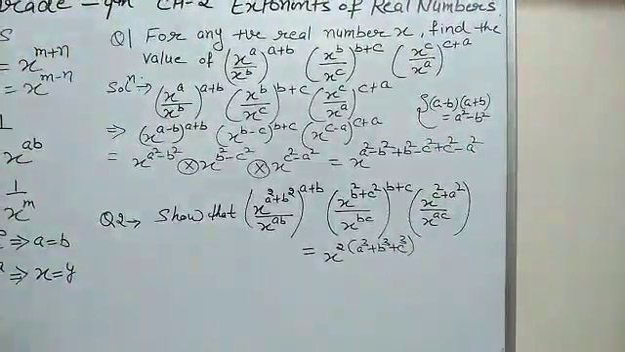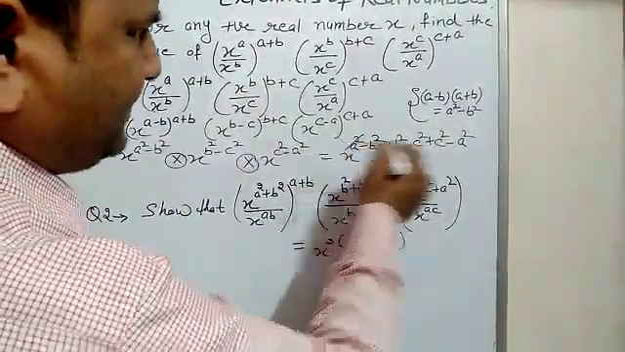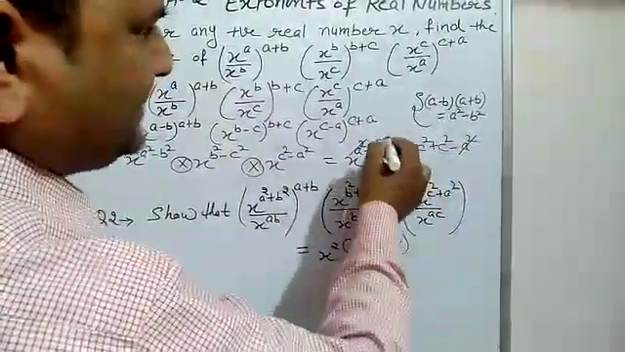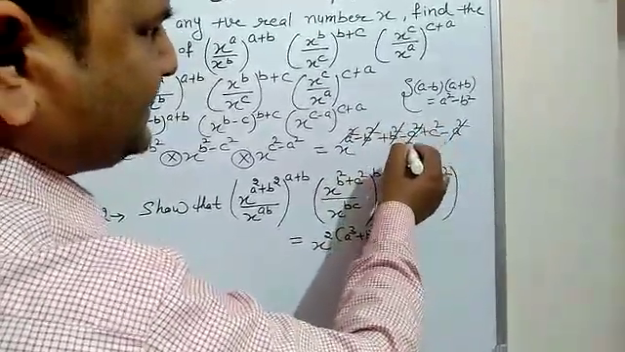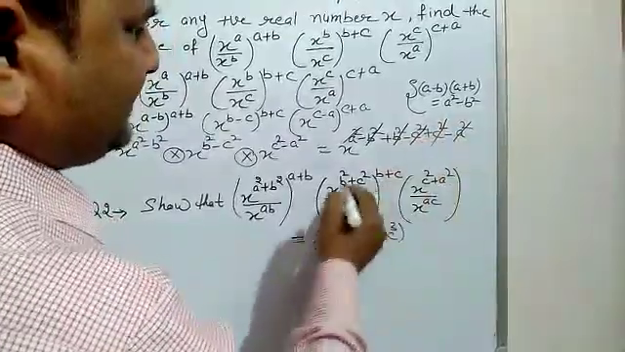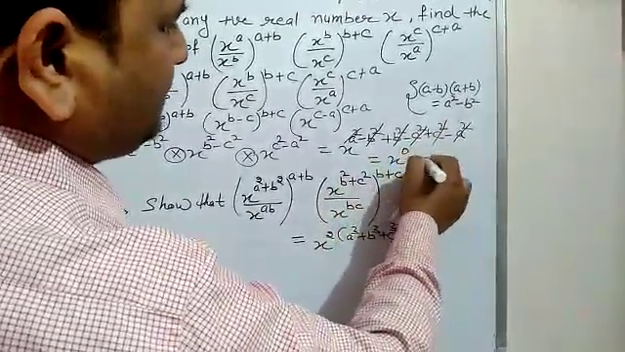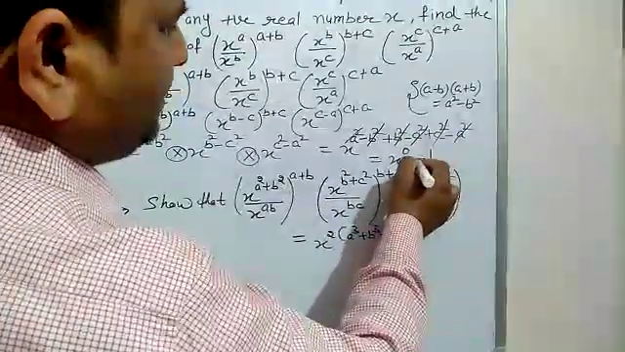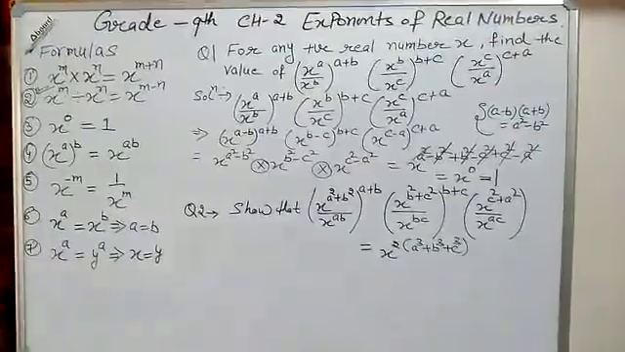Now try to cancel those which cancel each other. Plus a square with minus a square cancel, minus b square plus b square cancel, minus c square and plus c square cancel. So we are left with x to the power 0, which is equal to 1. So students, this is our result. Hope you understand the way.